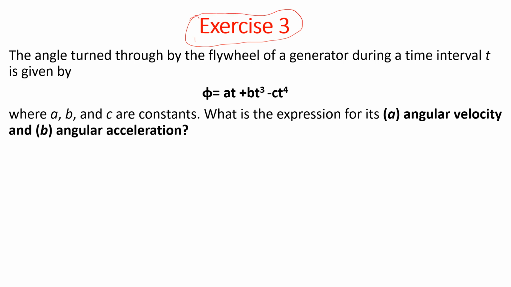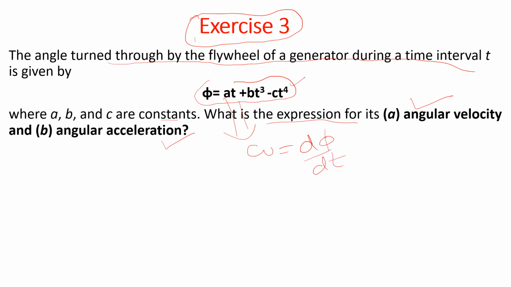This is the second problem from this topic, which is exercise 3 from your textbook, Halliday Resnick. It says the angle turned through by the fly wheel of a generator during a time interval t is given by phi is equal to at plus b t cubed minus c t to the power 4, where a, b, and c are constants. What is the expression for angular velocity and angular acceleration? As we already studied in our last slides, angular velocity omega is the derivative of angular displacement, and angular acceleration can easily be found by taking the derivative of angular velocity, or in other words, the double derivative of angular displacement.